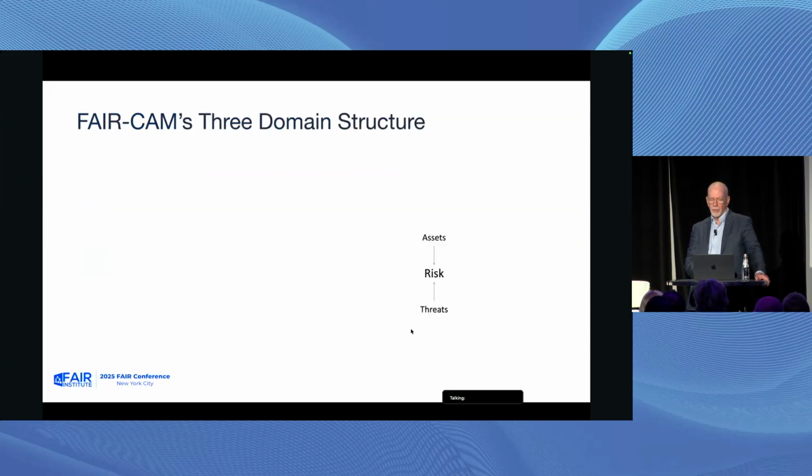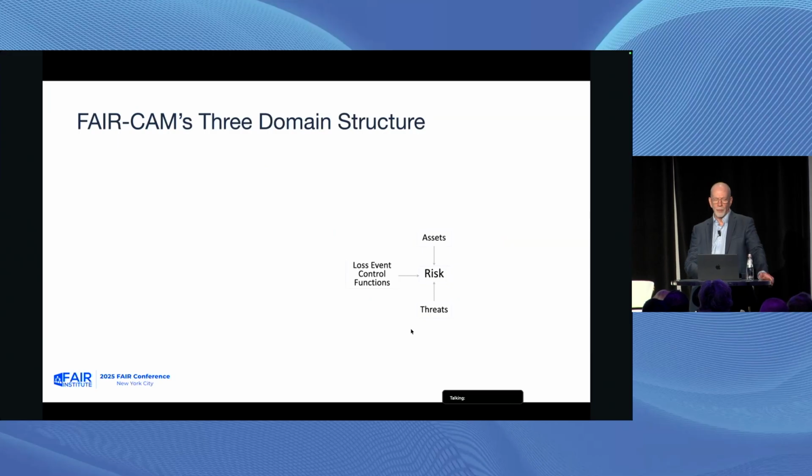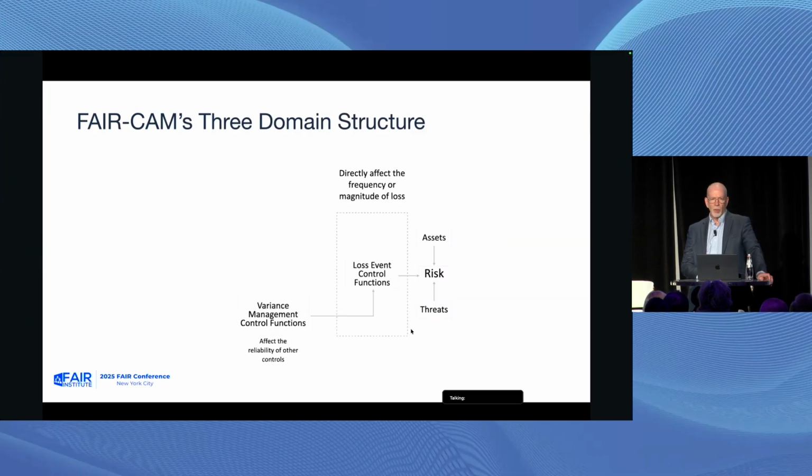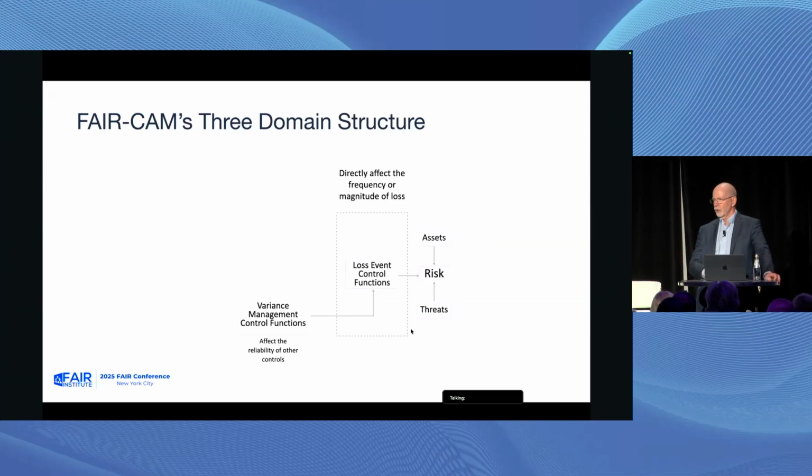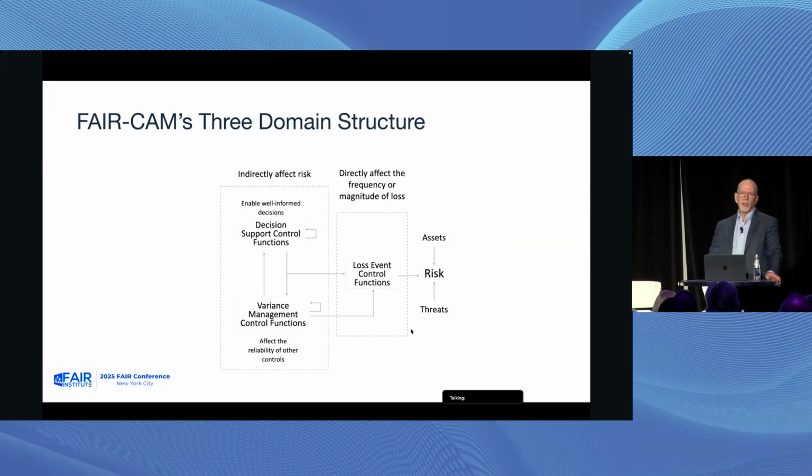So again, very briefly here, if we think about risk being an outcome of having assets and threats against assets, and we put controls in place. But if we get a little more specific and we define something, instead of just generic controls, we think of them as loss event controls and the functions that these controls perform. These are things that directly affect the frequency or magnitude of loss, and we'll see examples of this here in a minute. But we also have another domain within FAIR CAM, which is variance management controls. These are the controls that affect the reliability of other controls. And then the third domain is decision support controls. It allows us to make better informed decisions about risk management and whatnot. But the key point here is variance management and decision support don't affect risk directly. They affect it through their downstream effect on loss event controls. We'll see an example of that here in a second.